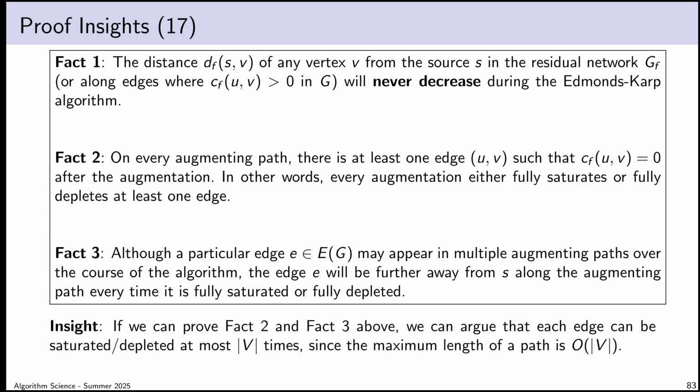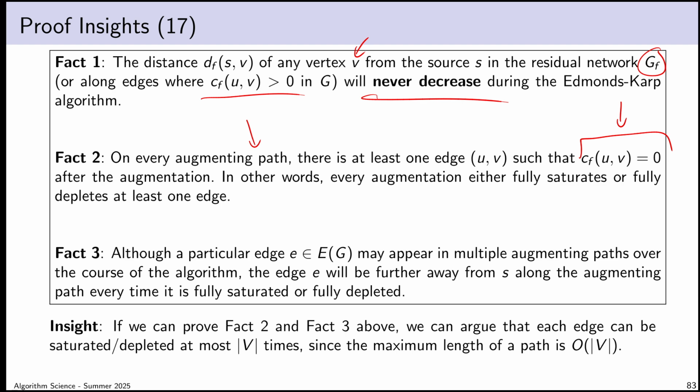Okay, so that was an illustration of the facts I want to demonstrate. Over the course of the algorithm, the distance of any vertex from the source vertex will never decrease if I'm only traveling along edges with residual capacity, or thinking about the distance in the residual network. Fact 2 is on every augmenting path, at least one edge, not necessarily just one edge, but at least one edge needs to be fully saturated or fully depleted. In other words, all of its residual capacity will be gone after the augmentation.